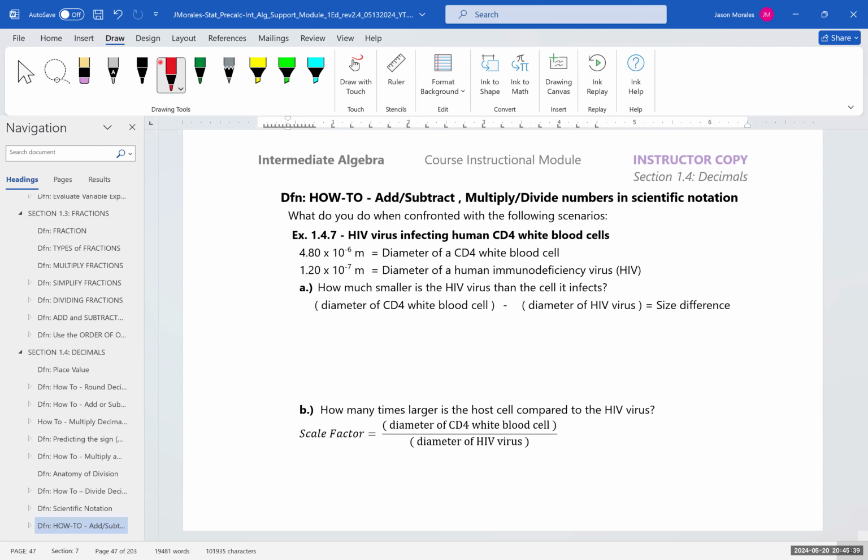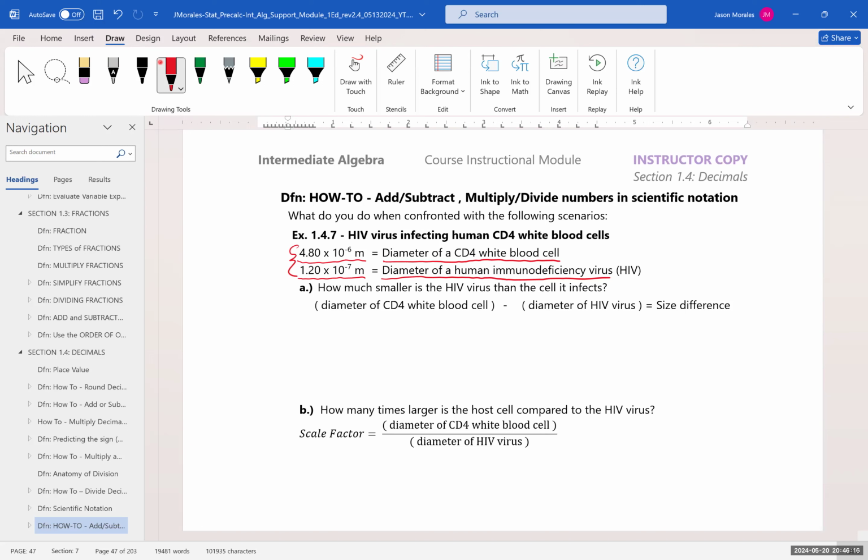This is on the HIV virus infecting human CD4 white blood cells. So this is the diameter of a CD4 white blood cell. So that's the host blood cell that the HIV virus infects. And this is the size of the diameter of the HIV virus. So you can see that both of these sizes are in scientific notation. So the question is, how much smaller is the HIV virus than the cell it infects?